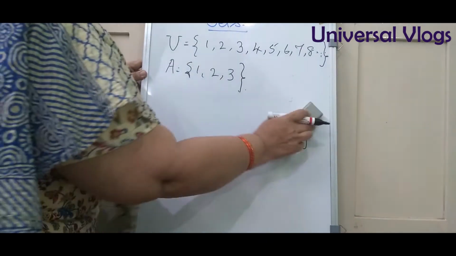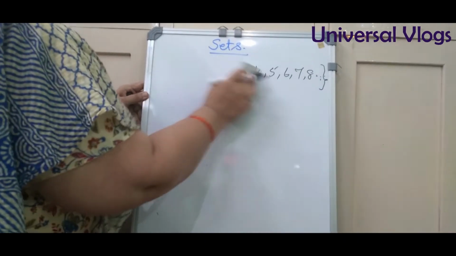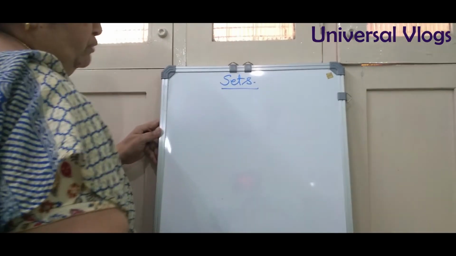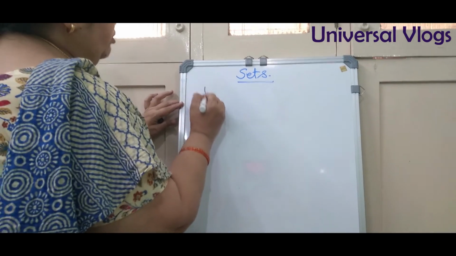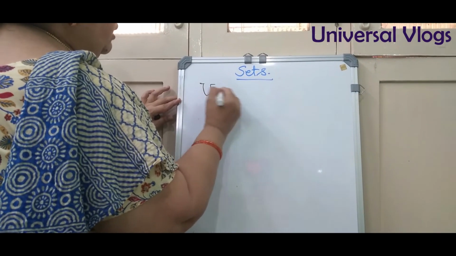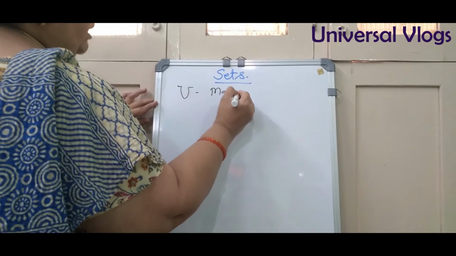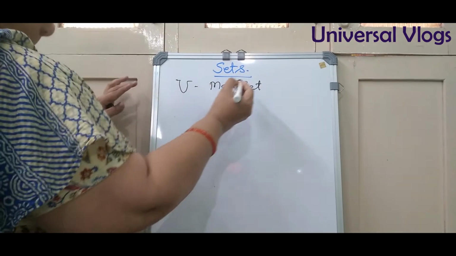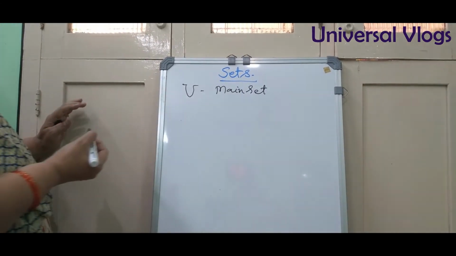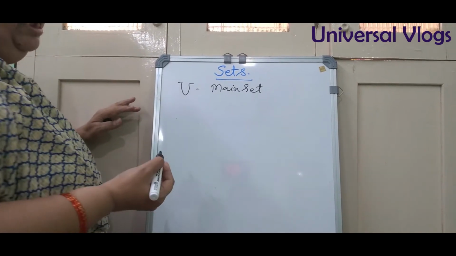There are many symbols that we use here. U is the universal set. The universal set is the main set. We use the symbol U. It is the main set from which we select the other sets also. We can write the other sets.